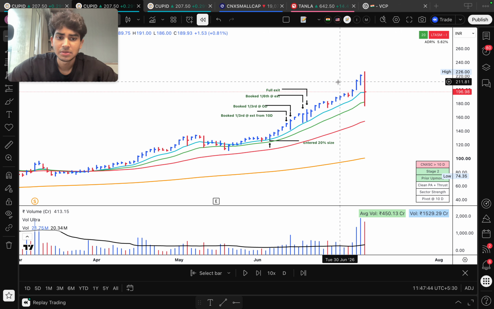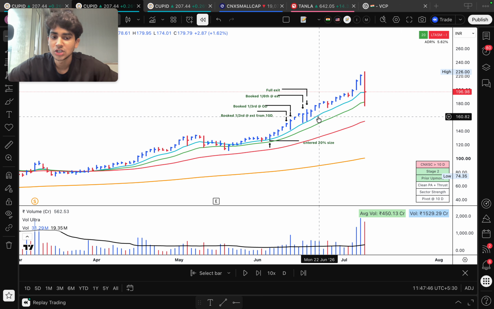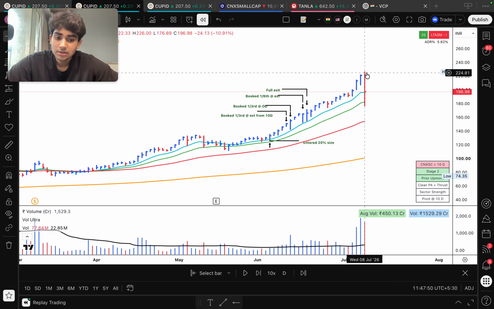I still managed to make good money in Cupid. I could have done much better. I missed out on this entire gain over here. So that is my learning for next time.